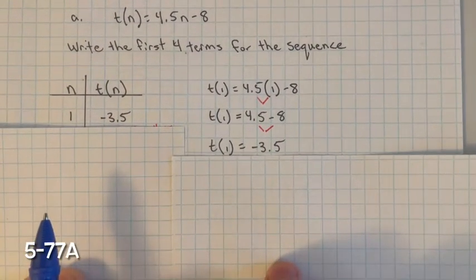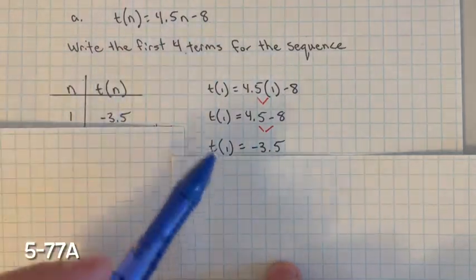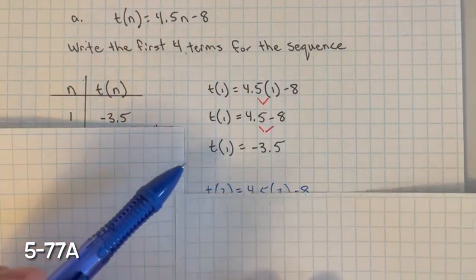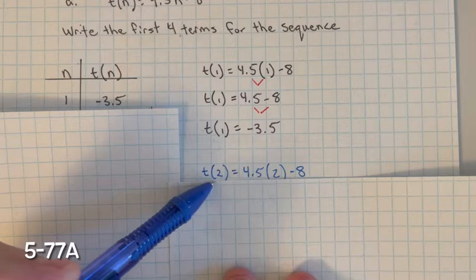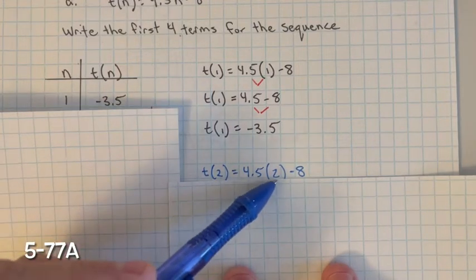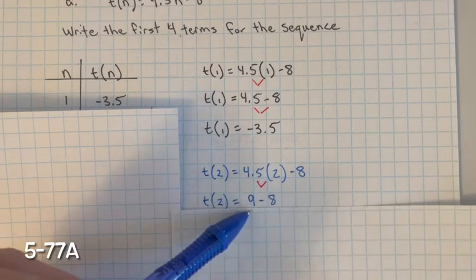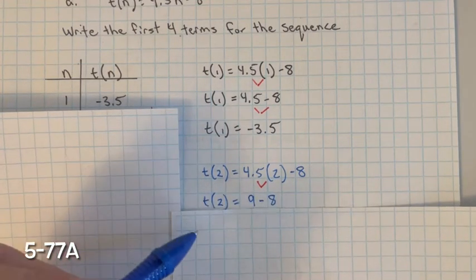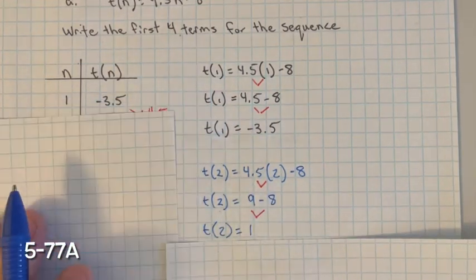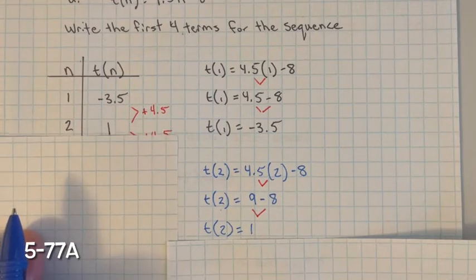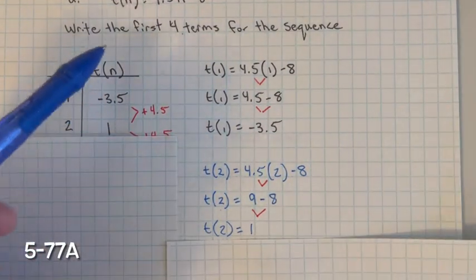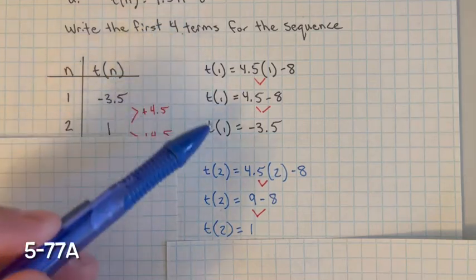And you can go ahead and continue to do that for the second term. So instead of T of 1, you're going to do T of 2. And so it's 4.5 multiplied by 2, which gives us 9. 9 minus 8 equals 1. So T of 2 equals 1. Now, you could continue to do that for terms 3 and 4.